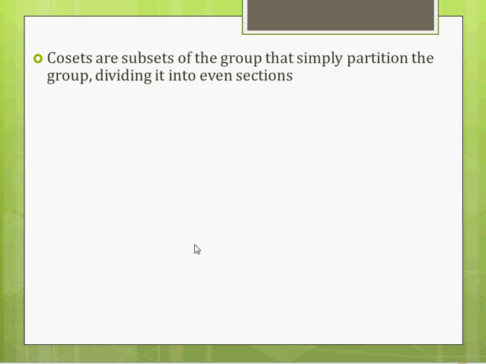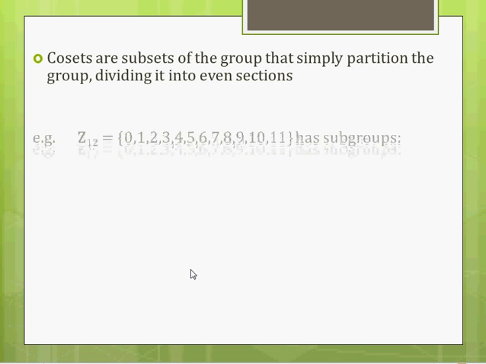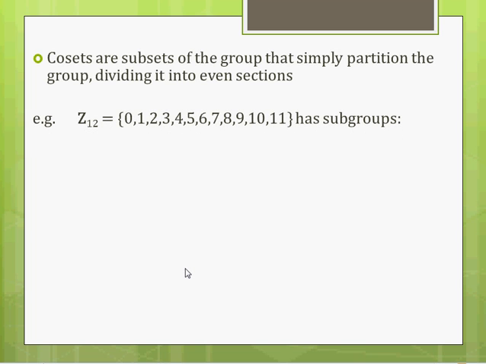So first thing, cosets, to start out with, they're subsets of the group, and they partition the group. When we say partition, we mean divide it into equal sections of equal size. I'll mention a lot of this stuff over and over again. I think it's pretty easy. It's just a matter of keeping everything straight.